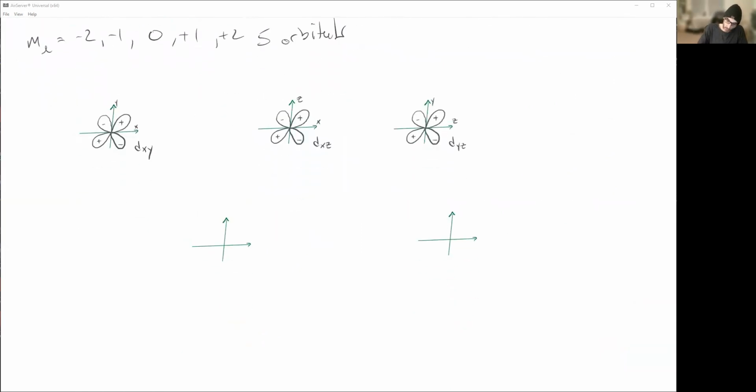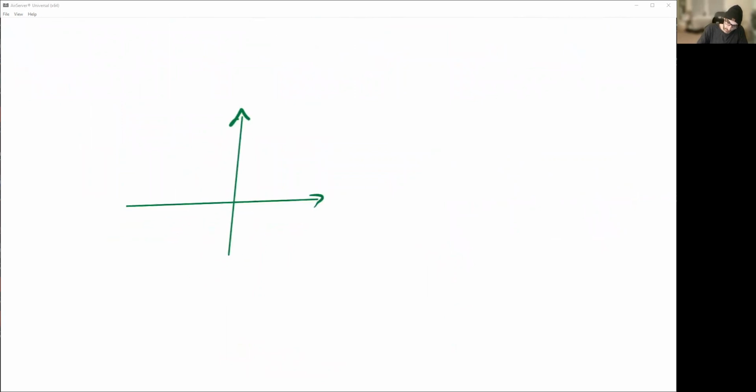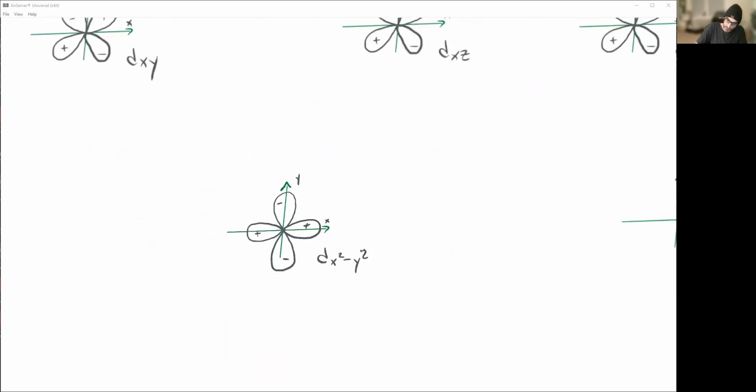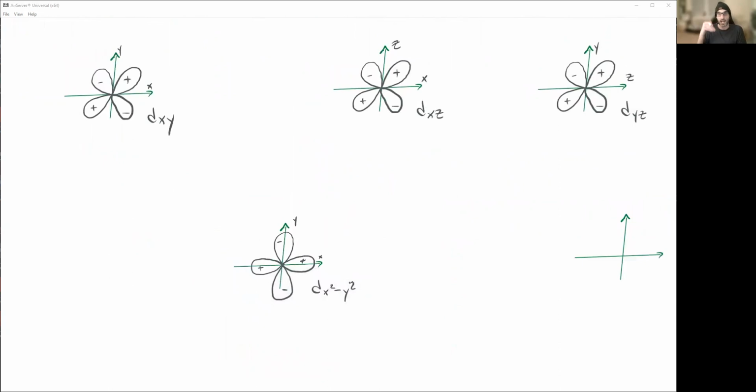And then we have two other orbitals. These are a little bit higher in energy, but you guys don't need to know that. And this is in the x and then the y direction. It almost looks like two p orbitals overlapping. Plus, minus, plus, minus. This is the dx squared minus y squared. What you'll notice the difference between those two, though, is this one is on the axes as opposed to the other.